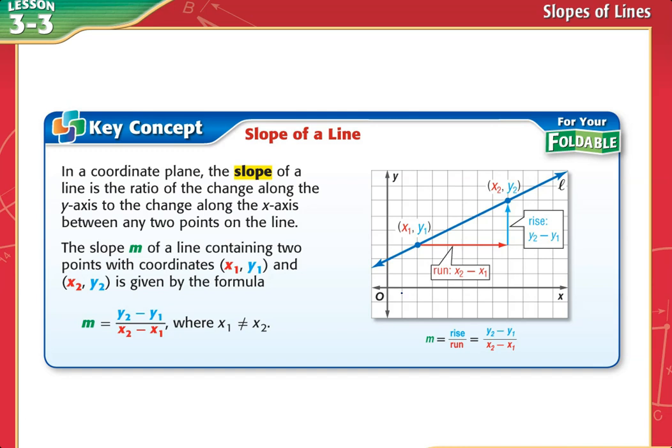So we have slope m equals y2 minus y1 over x2 minus x1, where x1 does not equal x2. If x1 equals x2, then my denominator would be 0, and the slope would be undefined.